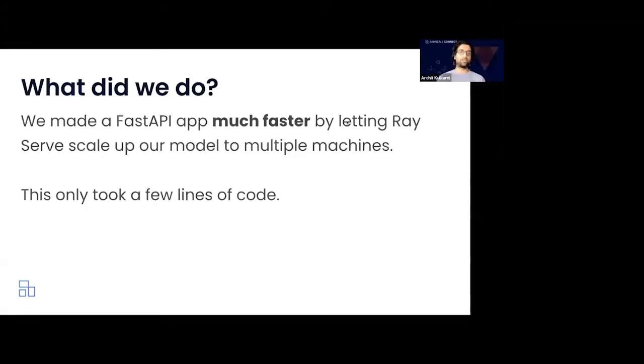So to summarize, what did we do? We had a FastAPI app. It was serving a machine learning model that was really computationally intensive and so quite slow. But with just a few lines of code, we were able to make it much faster by using Ray Serve, letting it scale up the model to multiple replicas.